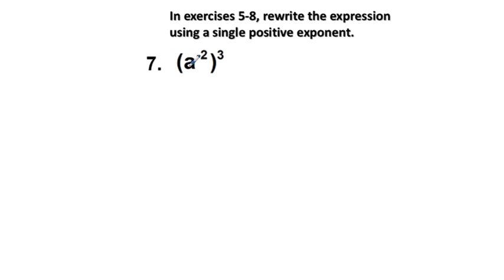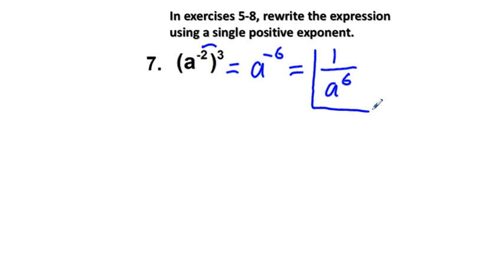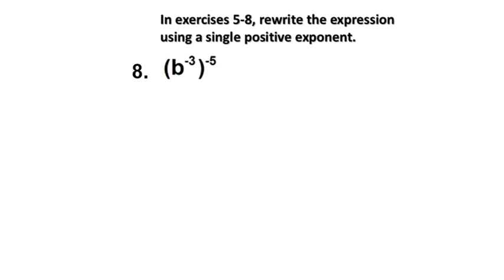Number 7, we have a to the negative 2 power raised to the 3rd power. Same concept, the power of a power. So this is going to be equal to a to the negative 2 times 3, which is going to be a to the negative 6th power. And using the rules of negative exponents, that's going to be equal to 1 over a to the 6th power. So that's our answer. Just a basic review of the laws of exponents.